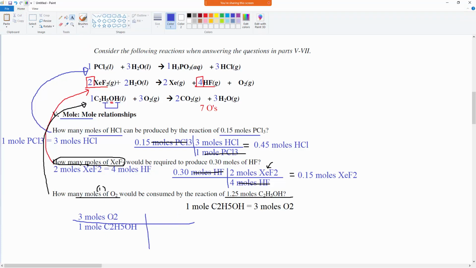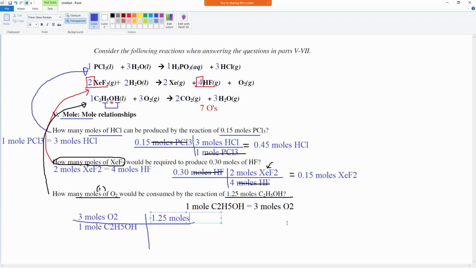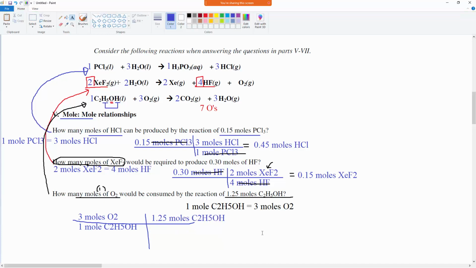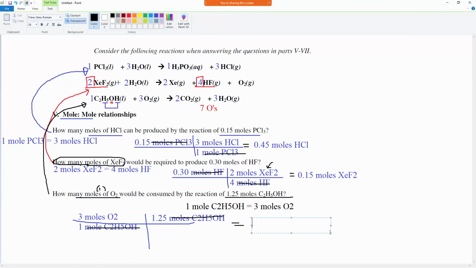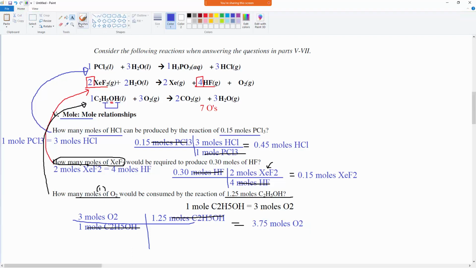Okay, and then how do I get rid of the moles of C2H5OH? I'm going to put 1.25 moles C2H5OH on the top. That was the given amount that I have here. And if I put that on the top, both moles of C2H5OH cancel. And I'm left with my answer. Here we go. 3 times 1.25 gives me 3.75 moles of oxygen. I could have done that in my head. Must have been lazy. Okay.